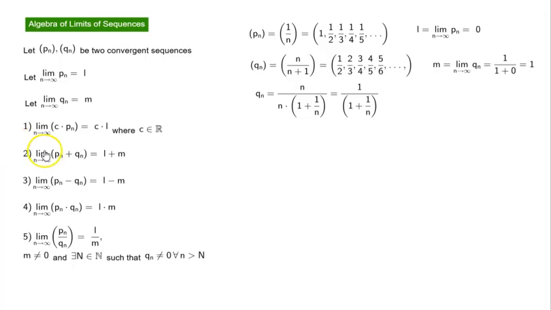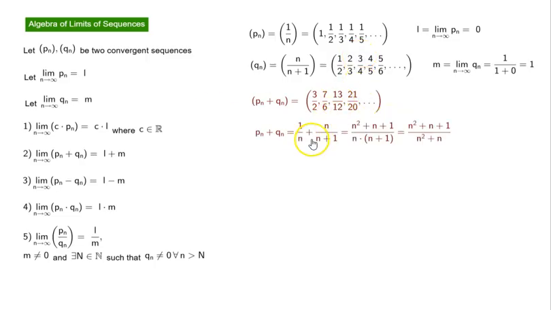Now let's look at the second one, that is limit as n goes to infinity of P sub n plus Q sub n. Let's actually come up with the terms. We have P sub n plus Q sub n, so term by term we have to add. So 1 plus 1 by 2 is 3 by 2. 1 by 2 plus 2 by 3 is 7 by 6. 1 by 3 plus 3 by 4 is 13 by 12 and so on.